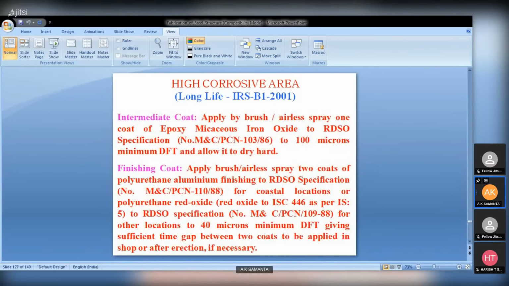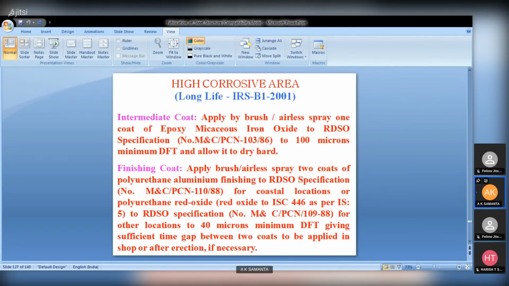Then we have to give an intermediate coat. In the intermediate coat, we give epoxy micaceous iron oxide, one coat. The finishing coat has to be the RDSO specification polyurethane red oxide, again the same epoxy based polyurethane red oxide painting. If it is adopted like that, then our painting life will be more than 20 years.